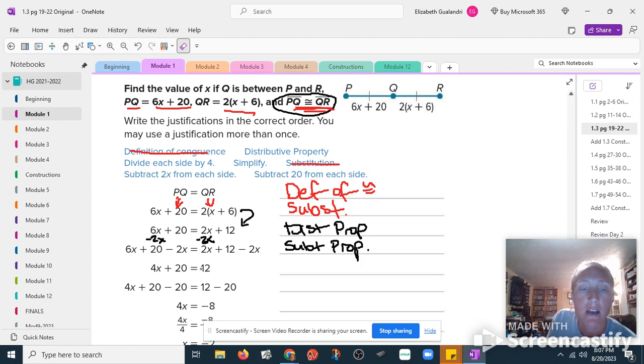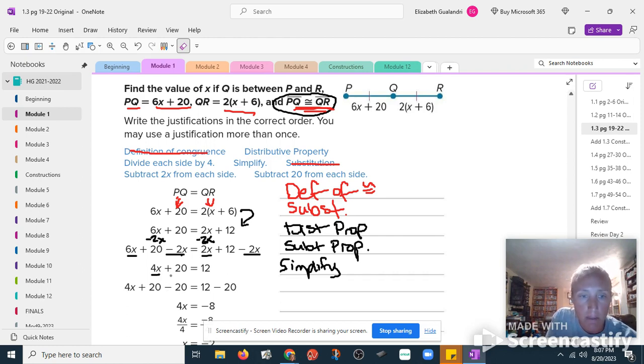So we did that. Then this next step is just a simplify step. You're going to notice that a lot of the times when you're doing algebraic problems and you're having to justify, you'll have a simplify step in there because that's really just combining like terms, which is what you did here. So you took the 6x minus 2x, combined them to the 4x. You took the 2x minus 2x, combined them to 0. And so that's a simplification step there.